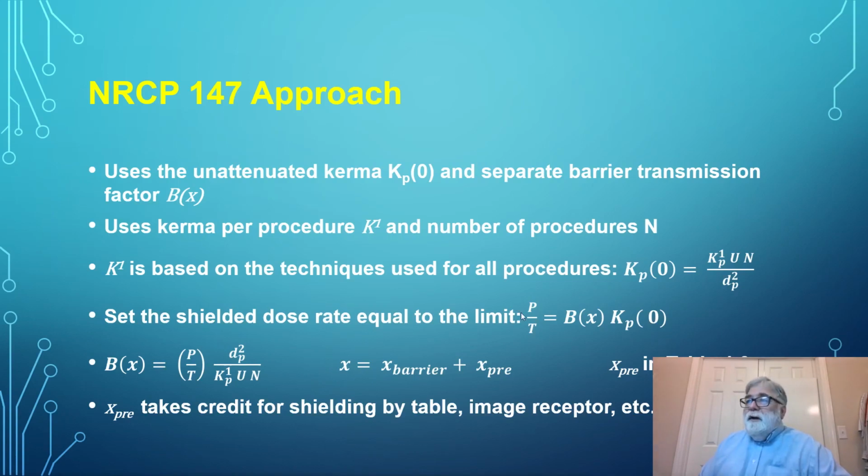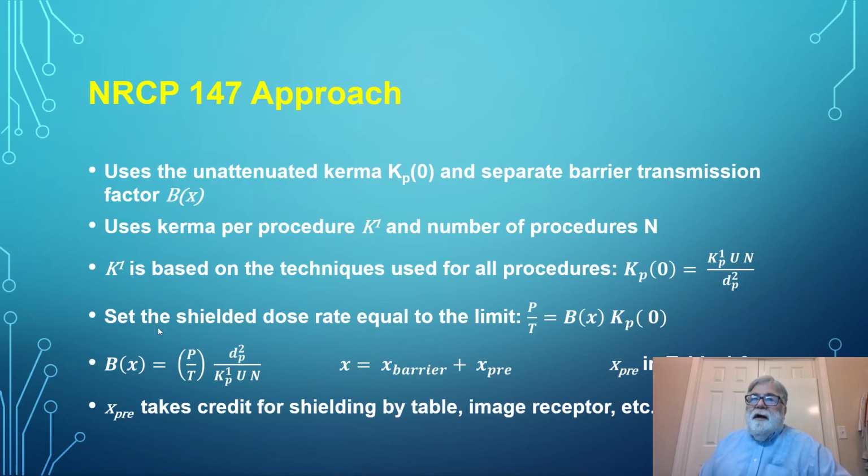P is the permissible dose rate, T is the occupancy factor. So if T is a half, this would be twice the permissible amount, because the person's only going to get, anyway, you get the idea. So the barrier factor, then, we can use these equations and turn them around. The barrier factor is P over T, D squared over the K1, U, and N. Okay, so this is a simple formula. We know all these pieces in the formula.